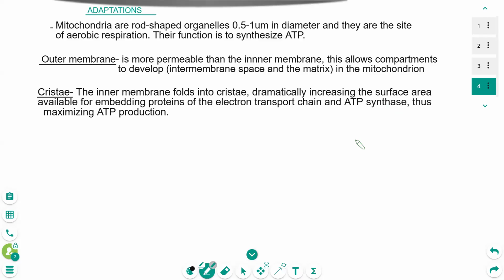So if the inner membrane wasn't so folded, then you would have less space to put in the proteins. So that's why it's so highly folded. So you get more space, put more proteins and more ATP synthase.